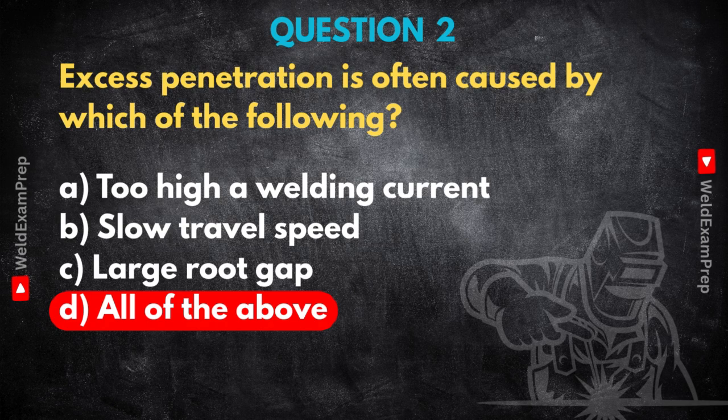Exactly. And as an inspector, if you see really bad excess penetration, you're not just noting it down. You're immediately thinking, okay, were they running too hot? Were they moving too slow? Was the fit up poor to begin with? It's like detective work again. It really is. You're connecting that visual evidence back to the likely process mistake. Understanding how these factors play together is absolutely key.